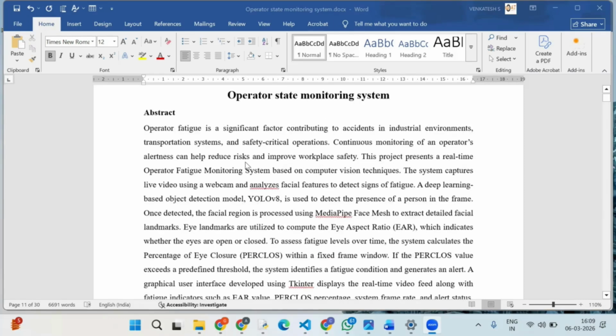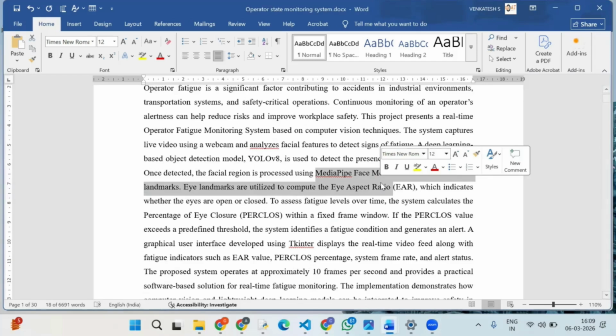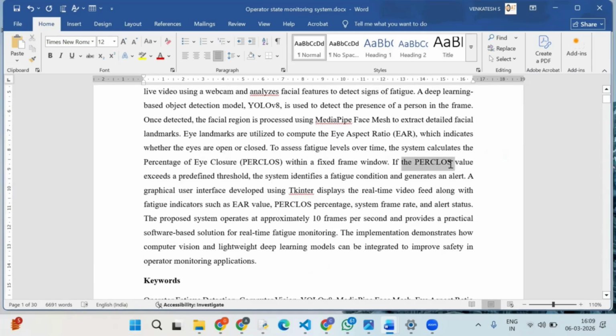Fatigue is one of the major causes of accidents in industrial and transportation systems where operators need continuous attention. It uses YOLOv8 for person detection, MediaPipe for facial landmark detection, and analyzes eye behavior using the eye aspect ratio and the PERCLOS metric to identify fatigue conditions. When fatigue is detected, the system generates an alert to prevent potential accidents.